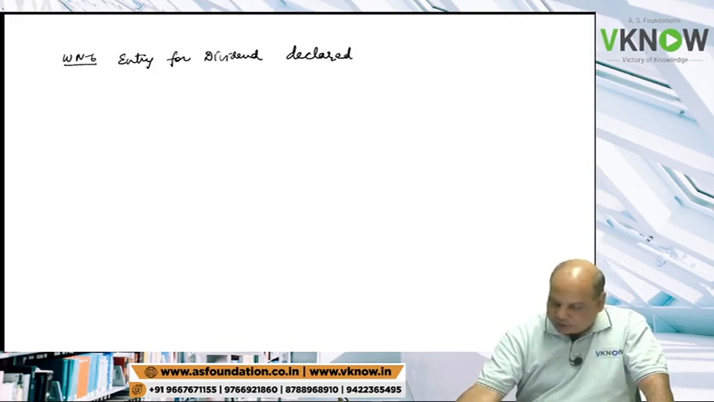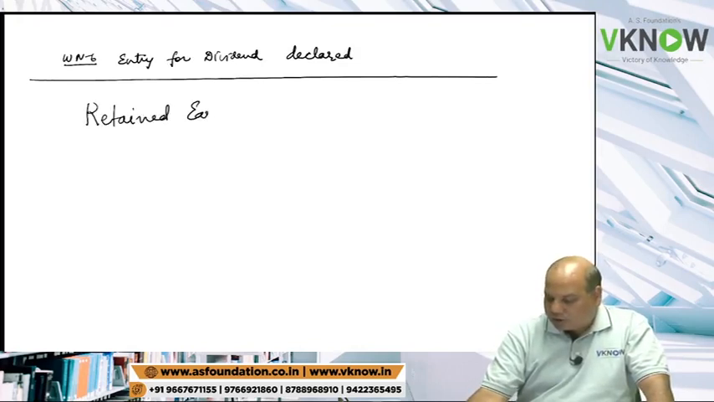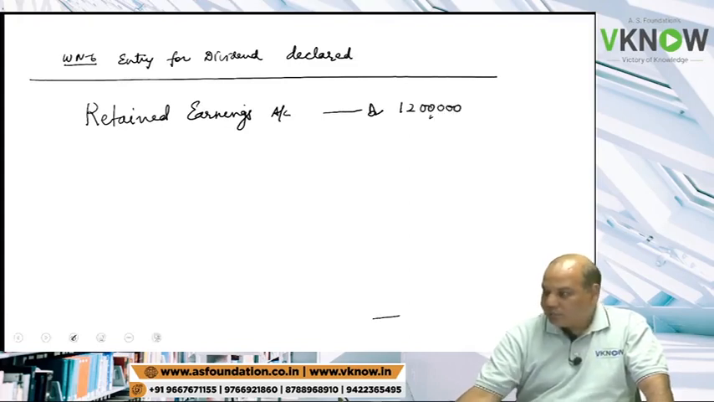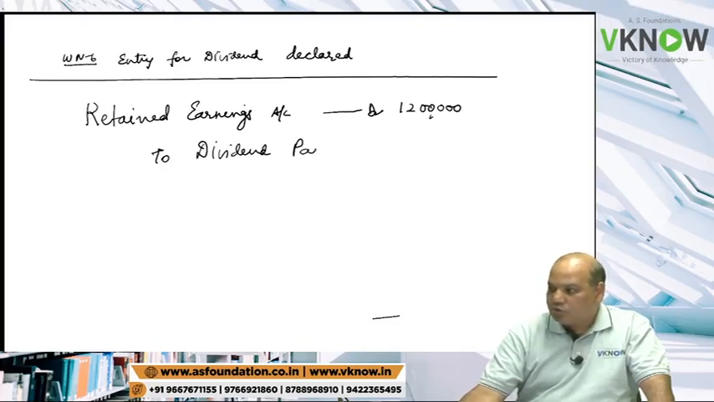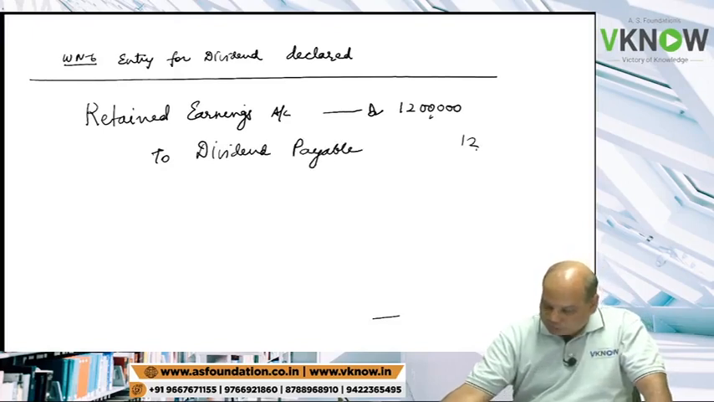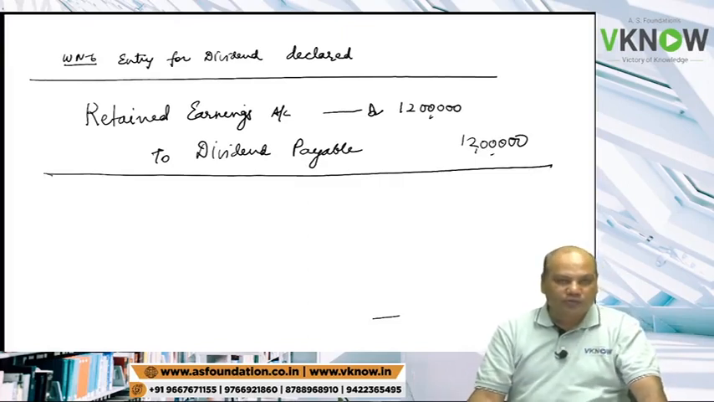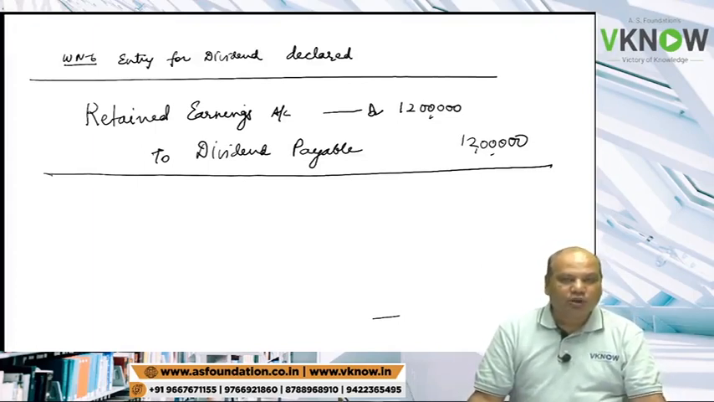Entry for dividend declared. The entry in this question will be: retained earning account debit 12 lakh to dividend payable 12 lakh. This is the entry this company has passed. The effect of that entry has gone into the balance sheet. So now let us transfer it to working notes number 1 and 2.